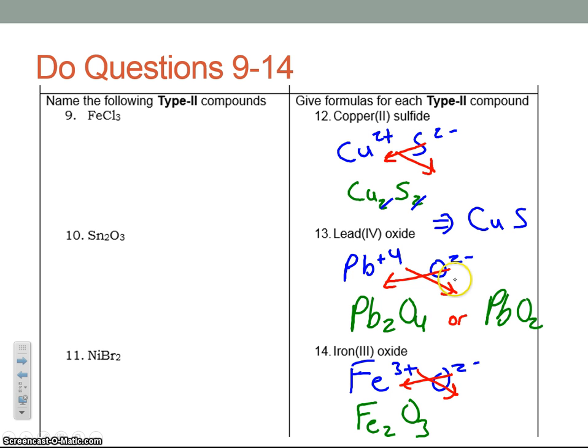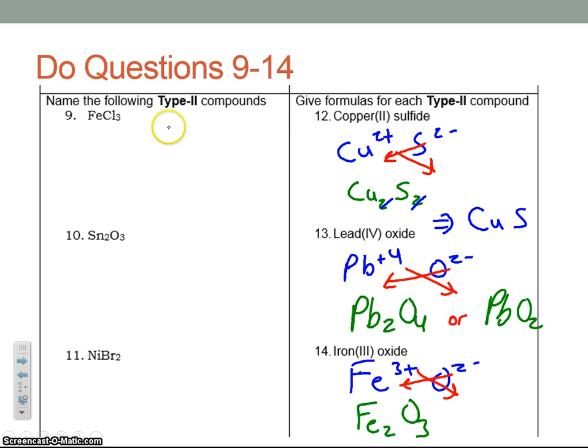For lead(IV) oxide, you can actually simplify this as well, and I'm not going to make a big deal about this, but if you get Pb2O4, technically you're supposed to simplify, just like the fraction 2 over 4 is the same as the fraction 1/2. So PbO2 should be the answer, but I would count Pb2O4 as well. And iron(III) oxide becomes Fe2O3.